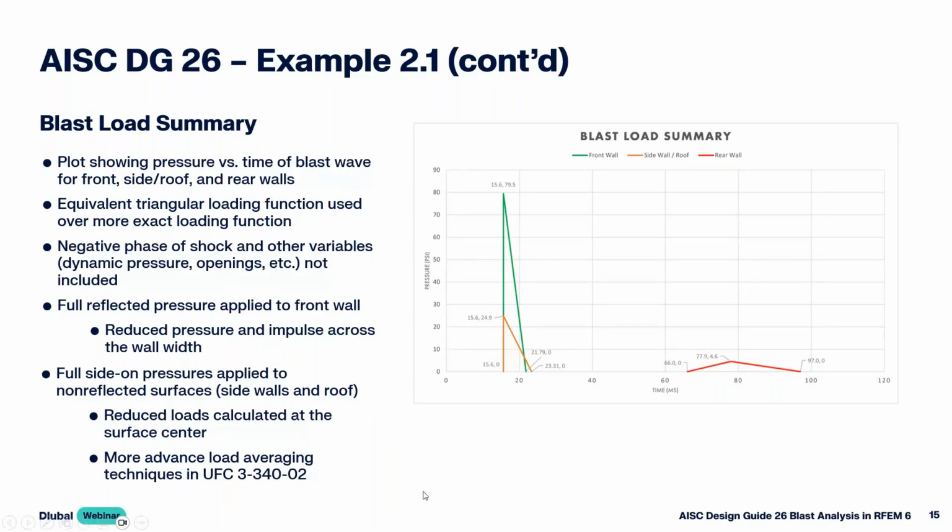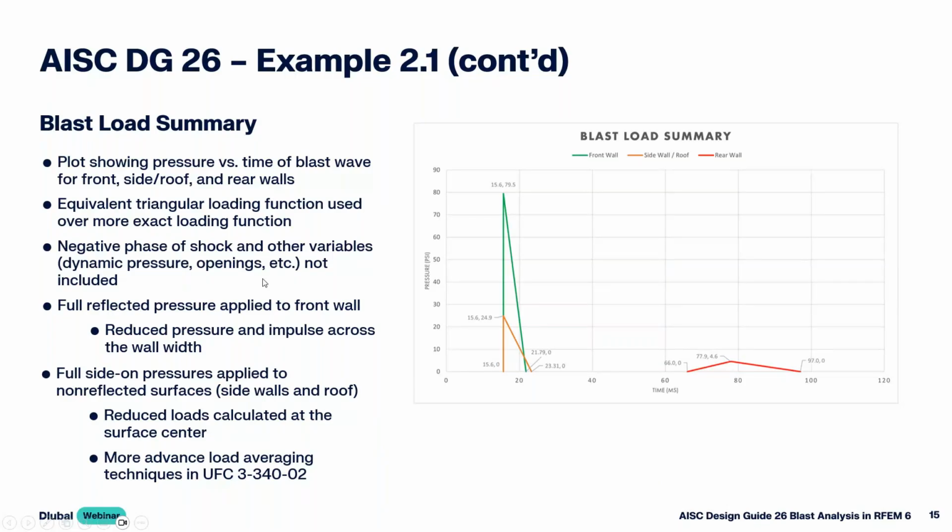Also, the full reflected pressure was applied to the entire front face of that front wall. Realistically, if we take a look at the entire width of that front wall, we likely can reduce the pressures and the loads at the edges of the wall itself if that explosion is happening more towards the center. And obviously this would be more of an impact with the wider that our structure length is.